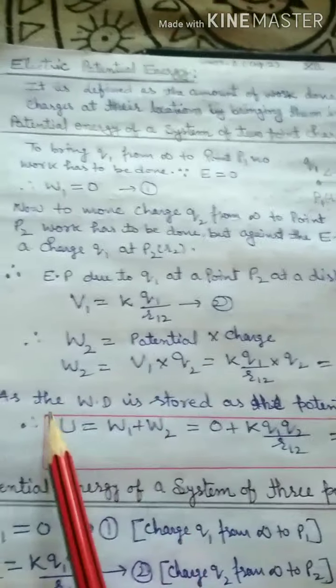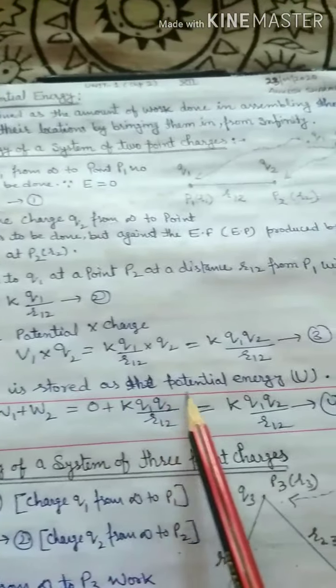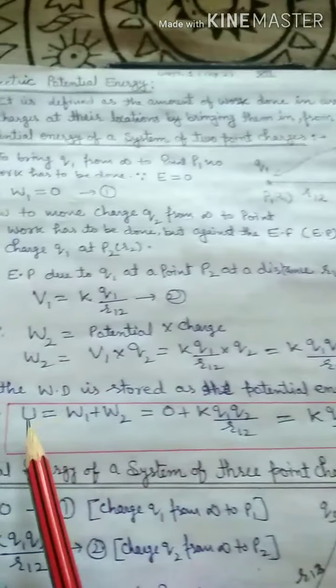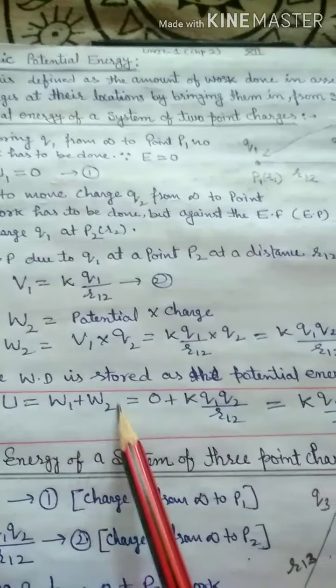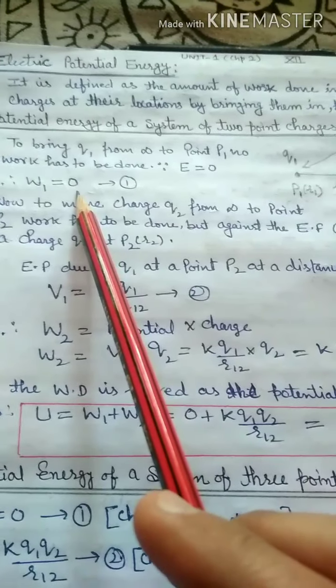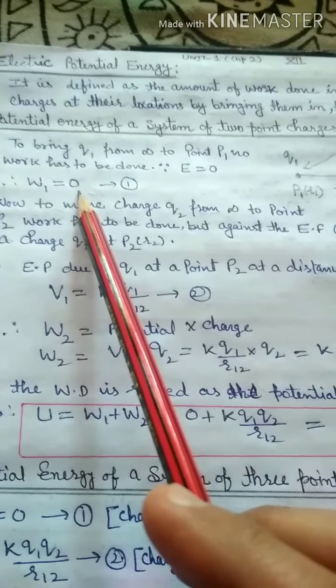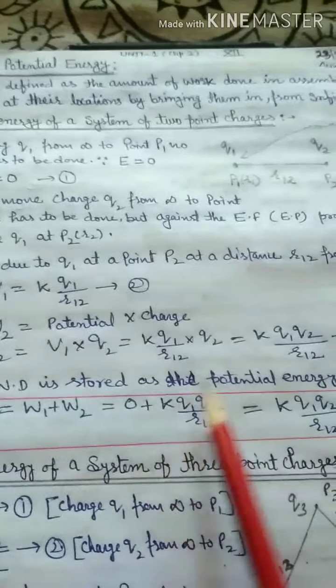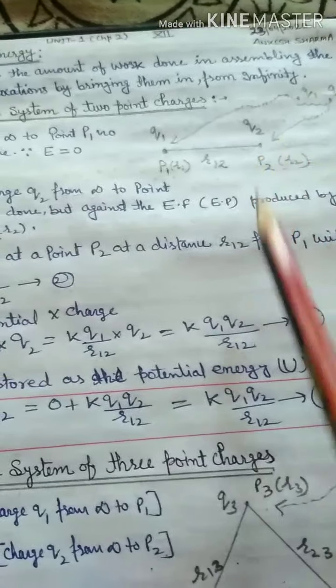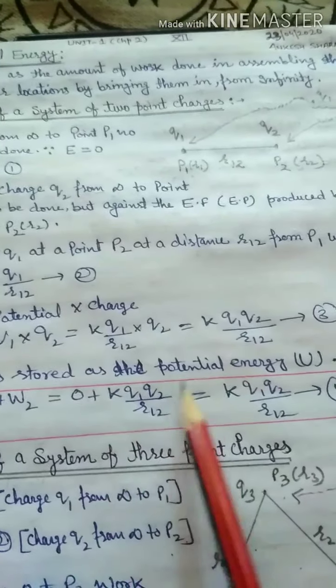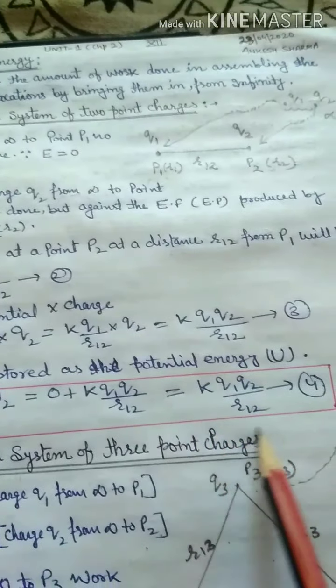This is equation number 3, that is W2. Therefore, as the work done is stored as potential energy, U equals W1 plus W2. W1, the work done to move a charge Q1 from infinity to point P1, is 0, plus W2, the work done to move a charge Q2 from infinity to point P2, that is K Q1 Q2 upon R12. That is equal to K Q1 Q2 upon R12.